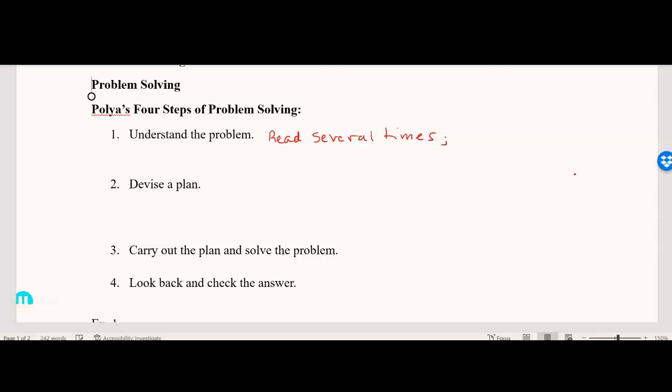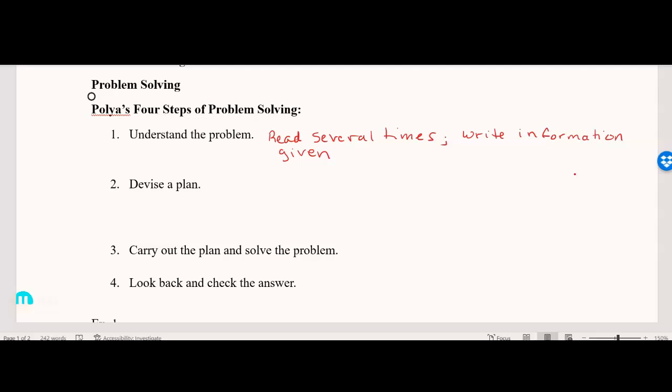All right. And then what I suggest is write the information that is given. Like, what do you know? So you read the problem. What information are you given? And then figure out number 2, which is devise your plan.